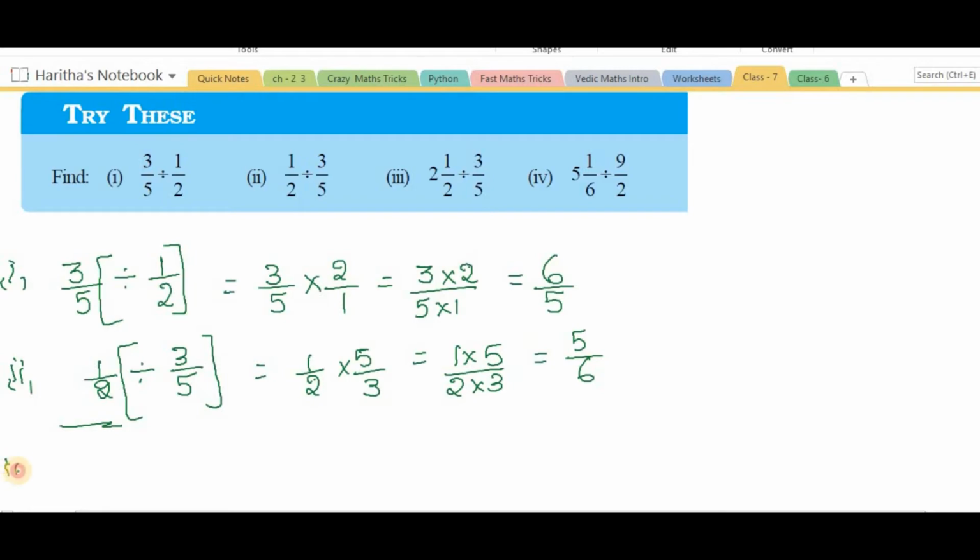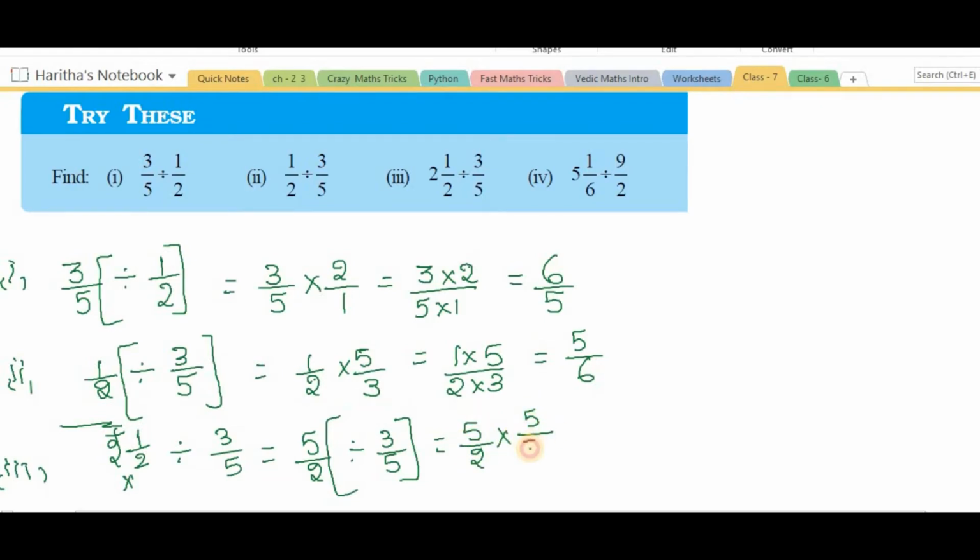And third question, 2 1 by 2 divided by 3 by 5. So first thing here, we have to convert this mixed fraction into an improper fraction. 2 2s are 4 plus 1, 5 by 2 divided by 3 by 5. This is as it is. Go for the reciprocal. 5 by 2 into the reciprocal of 3 by 5, which is 5 by 3. So here cancellations are not there. Just multiply numerators and denominators. 5 5s are 25 by 2 3s are 6. So the answer is 25 by 6.